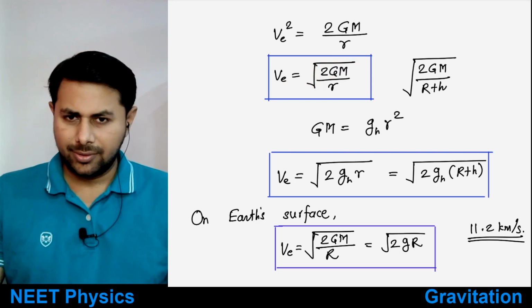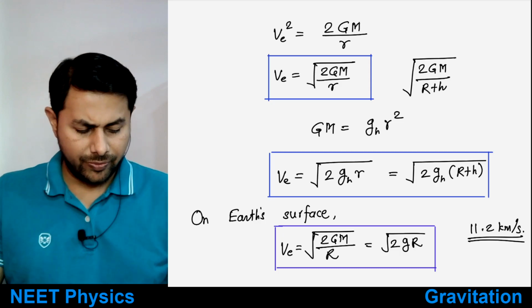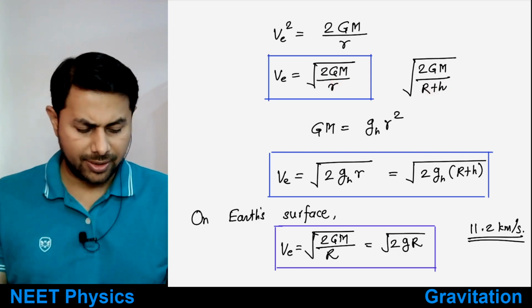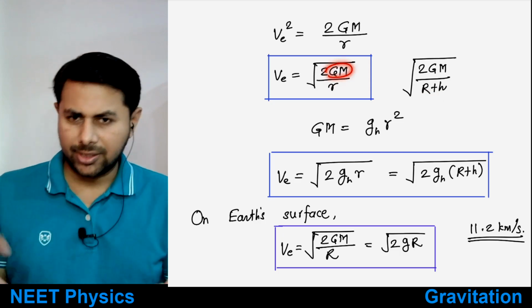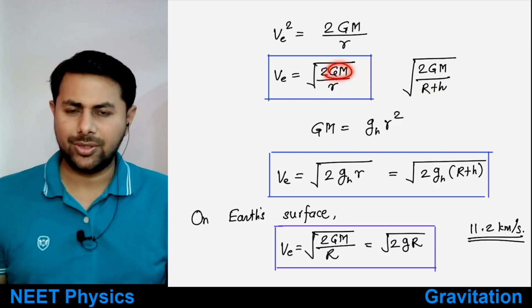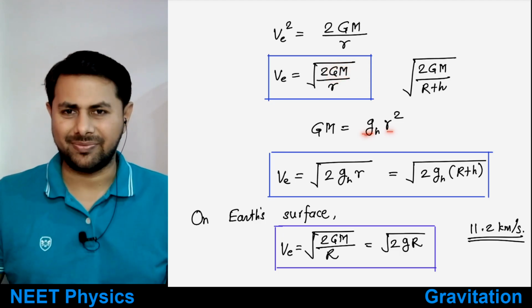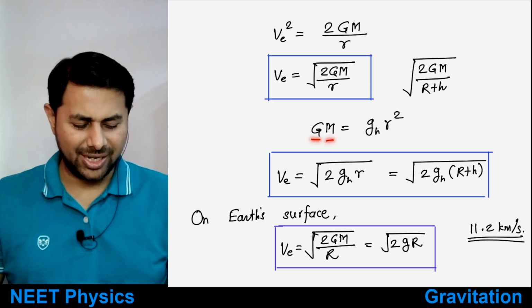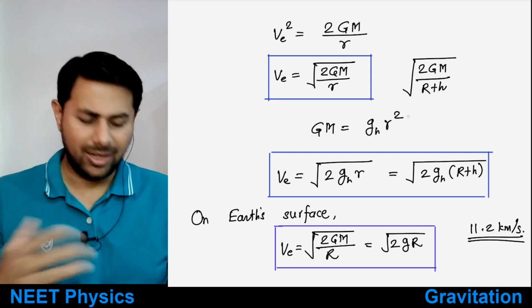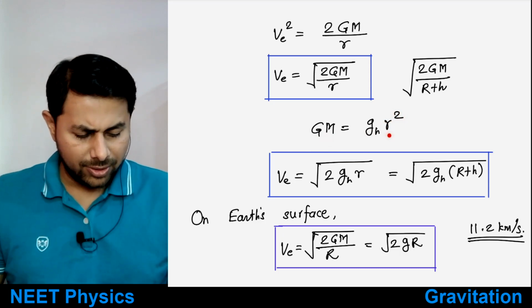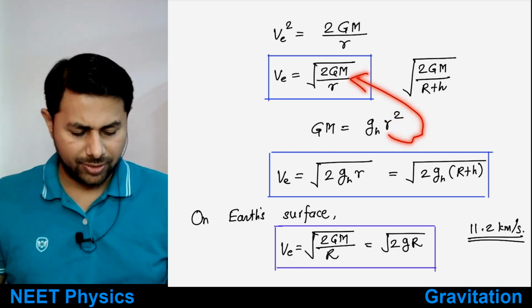Right? Okay, good. So what is this r? Small r is equal to R plus h. And then as we discussed earlier, we can always substitute GM is equal to g_h multiplied by r square. Capital GM is equal to g_h multiplied by small r square. We can always substitute that. So let's substitute it over here.